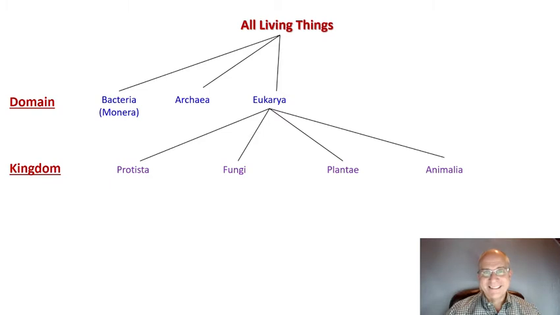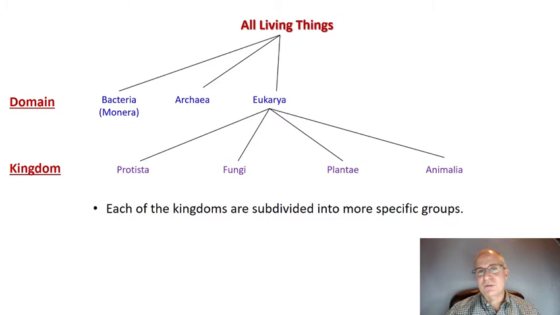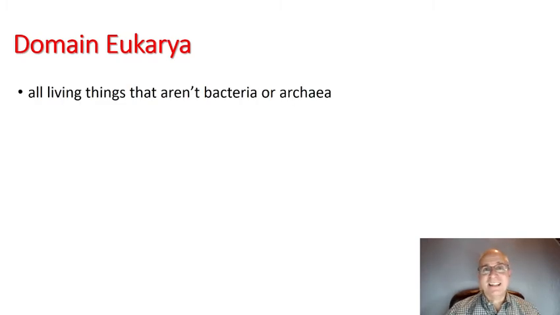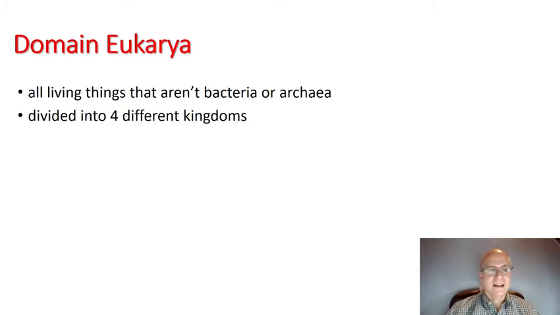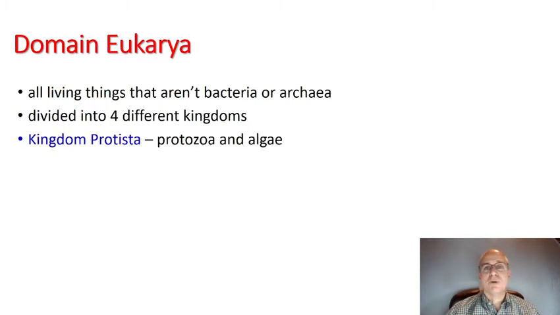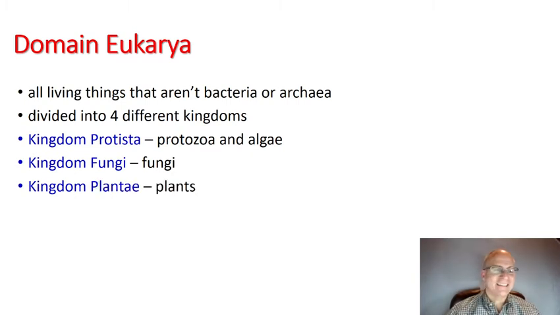Now guess what? We're also going to subdivide these layers, or these levels, and we will certainly talk about some of those as time goes on. So the domain Eukarya represents anything, as I said before, that isn't bacteria or archaea, and it's divided into those 4 different kingdoms. So the kingdom Protista represents protozoa and algae. Kingdom Fungi, well, those are the fungi. That's a tough one. Kingdom Plantae represents the plants. Kingdom Animalia represents the animals.